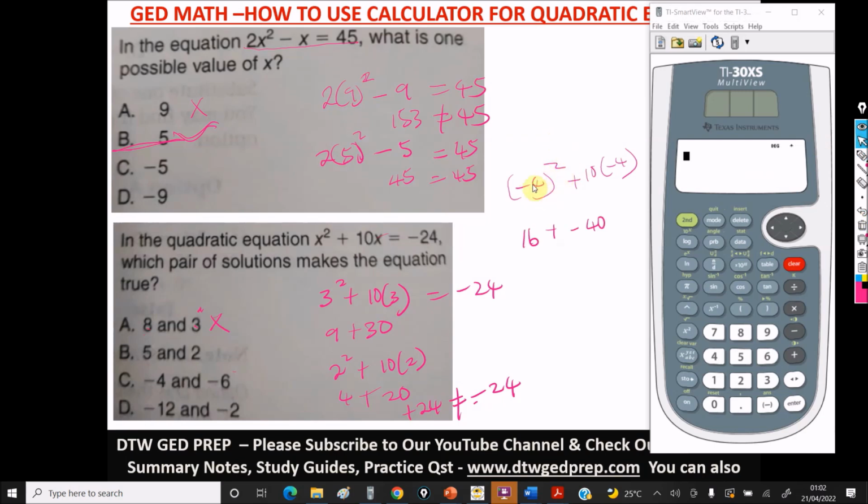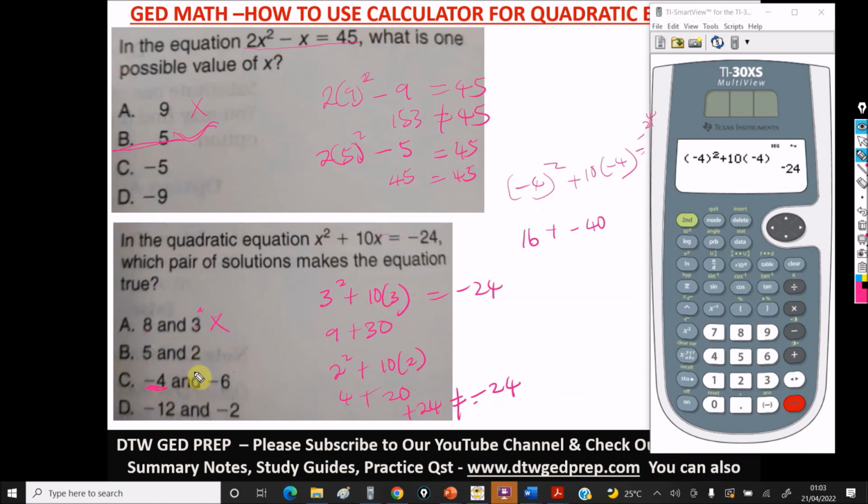So right here, we now have to punch in these values in our calculator. So we do in parentheses negative 4, close the parentheses, then all squared, the way we stated it here, then plus 10 in parentheses minus 4, close the parentheses, then we press enter. You can see that this has given us negative what? 24. So using this would equate to negative 24. So this is a correct value.